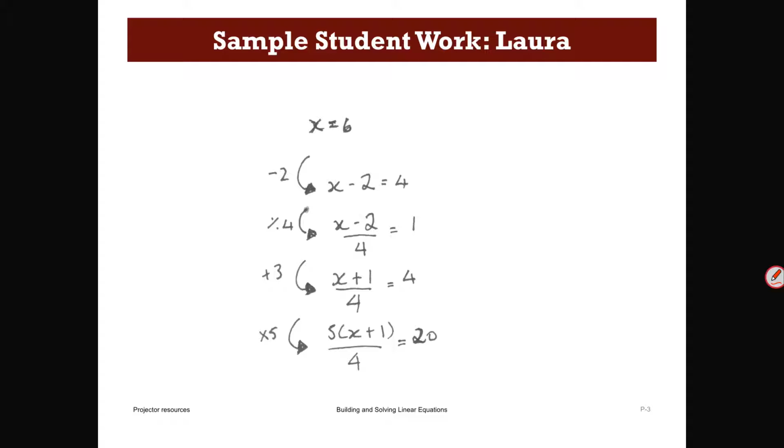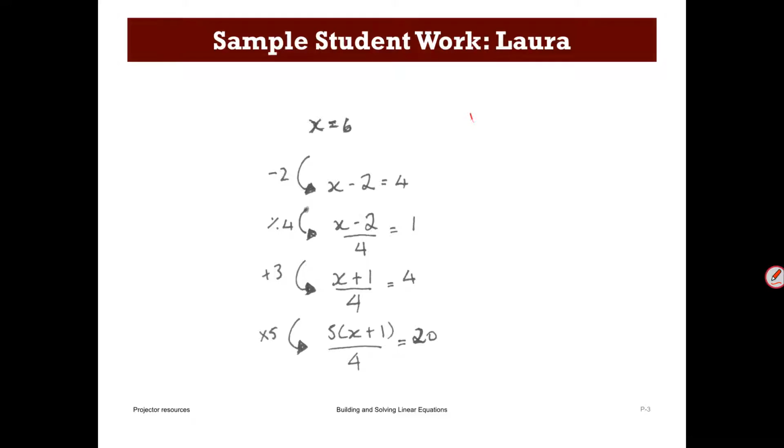Did she make any mistakes there? No, she took x, she subtracted 2 from it, and then she took 6 on this side of the equal sign and subtracted 2 from it, got 4. Good. So this next step, she's telling us that she divided by 4. Did she make any mistakes there? No, she divided the entire side of the equation by 4, and then she divided this entire side of the equation by 4.